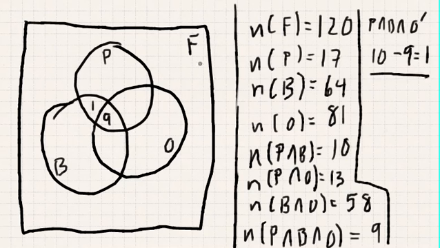Okay, how about this piece right here? This is those that are private and old, but not in the BCS conferences. So private, not BCS, and old. Well, if you're private and old, there are 13 of those schools. There are 9 altogether that are private and BCS and old. So if I subtract off the 9 that are all 3, I'll get those that are private, old, but not BCS. I get 4. So that goes right here.